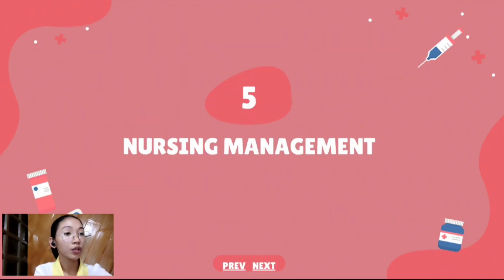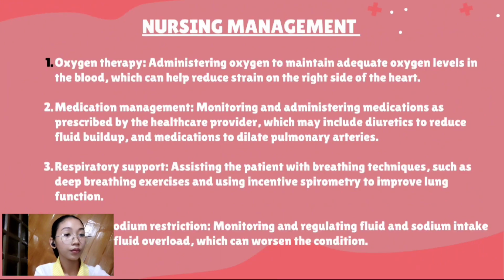Next is the nursing management. First is oxygen therapy, administering oxygen to maintain adequate oxygen levels in the blood, which can help reduce strain on the right side of the heart. Next is medication management, monitoring and administering medications as prescribed by the healthcare provider, which may include diuretics to reduce fluid buildup and medications to dilate pulmonary arteries.